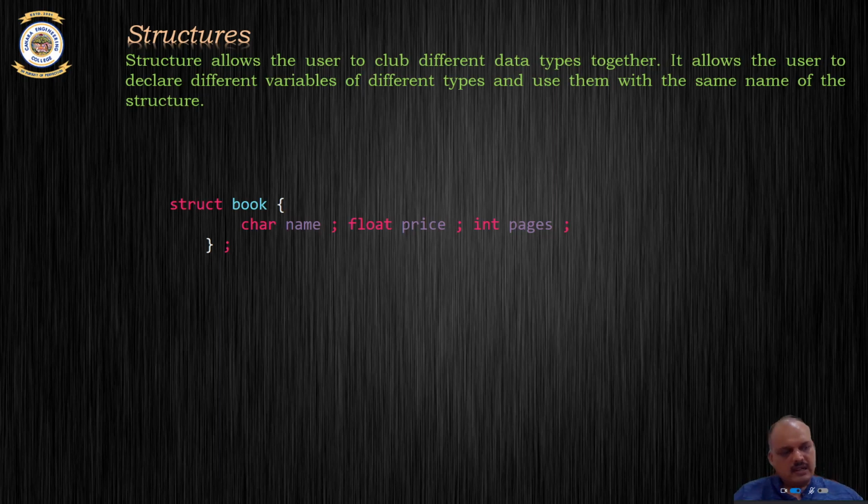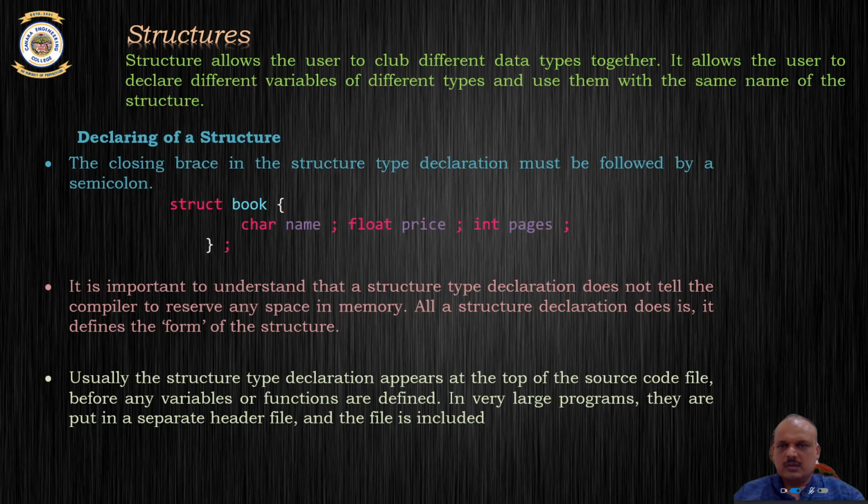The way in which a structure is defined is as given out here. Initially we declare a structure by giving the keyword struct. So here we have a structure called book. We declare the structure, not define, saying struct book. Now this book structure has three types of data: one is a character, one is a floating point, and one is an integer.